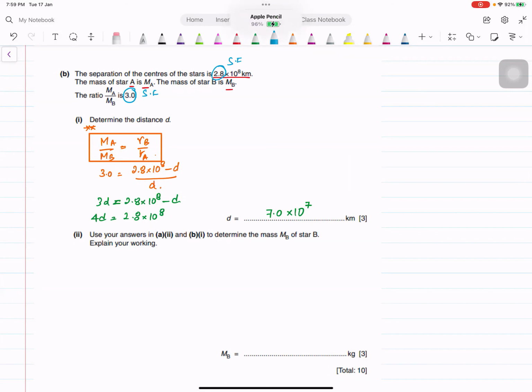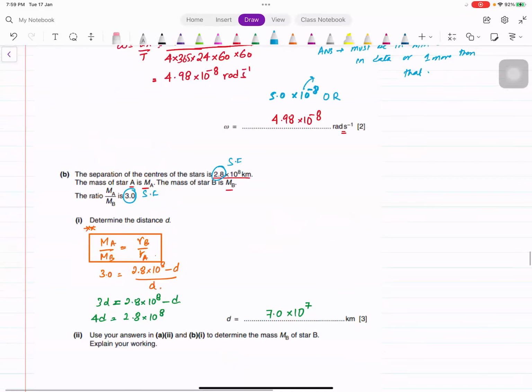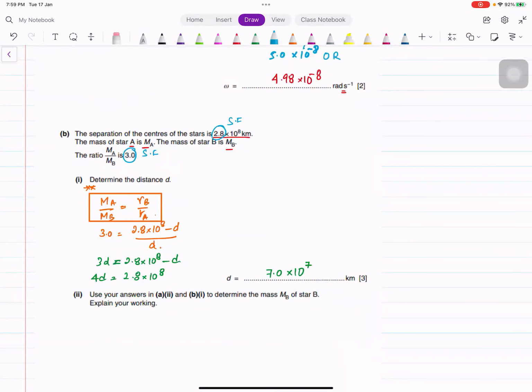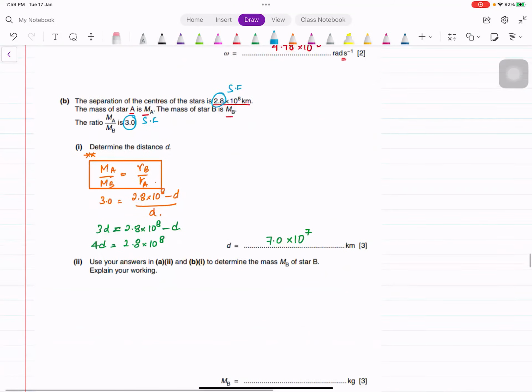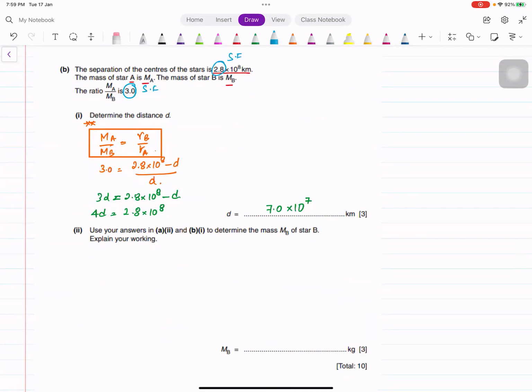Now it says, use your answers in A2 and B1, to determine mass MB of star B, explain your working. Fine. So it means you have to provide the working, otherwise they were not going to mark this. One of the ways that you can actually do this is by applying the centripetal force equals the law of gravitation. So you can write it as m r omega squared. You can take one of those, and then obviously you will be able to find it easily.